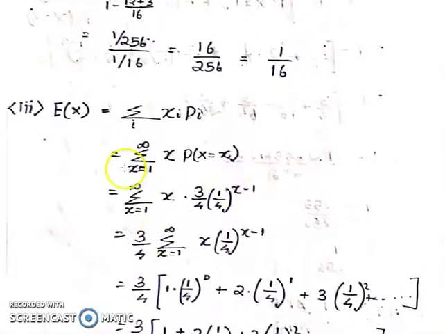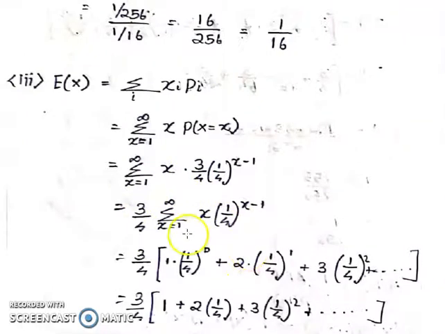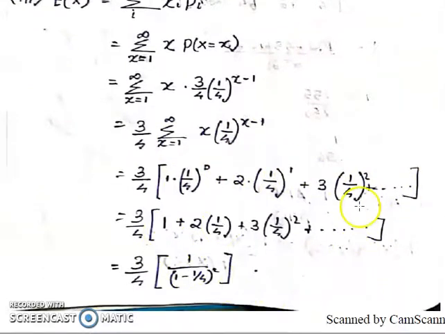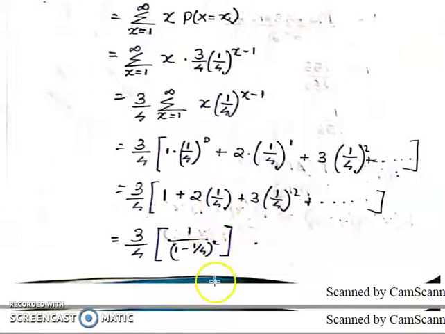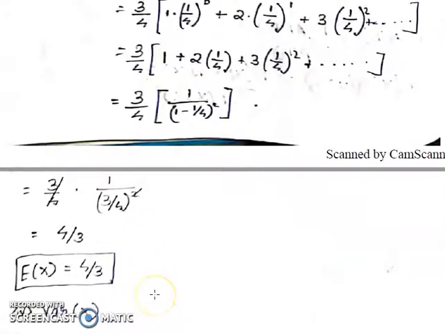Replace xi by x here. So x running from 1 to infinity, x times 3/4, where 3/4 is a constant that you bring outside. Now x · (1/4)^(x-1). Expand the summation. The first value is x = 1: 1 · (1/4)^0, since 1 minus 1 is 0, then 2 · (1/4)^1 and so on. The formula for this is 1/(1-x)^2, and instead of x we have 1/4. After simplification we get this result.